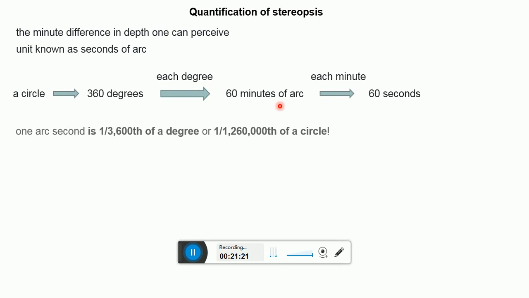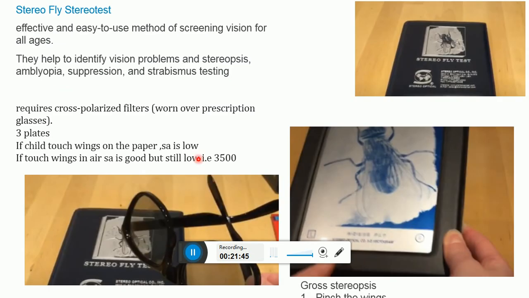Slightly different values are quoted by different workers. An individual with very good stereoscopic vision may have a stereo acuity of better than 15 seconds of arc. A circle has 360 degrees, each degree has 60 minutes of arc, each minute has 60 seconds of arc. There are quite a variety of tests of stereo acuity available, but those most commonly used in the UK are the Titmus test, TNO test, Frisby test, and Lang stereo test.